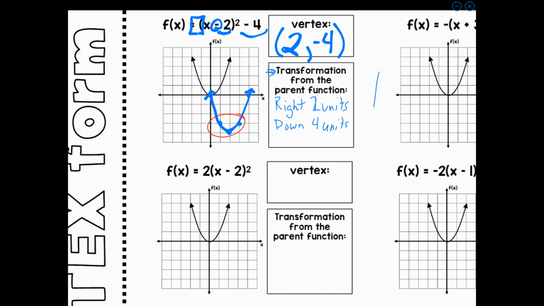So look at this next one. What's the x coordinate going to be, Jordan? Okay, remember inside the parentheses it's opposite. So if it's negative inside the parentheses, it's going to be positive 2.